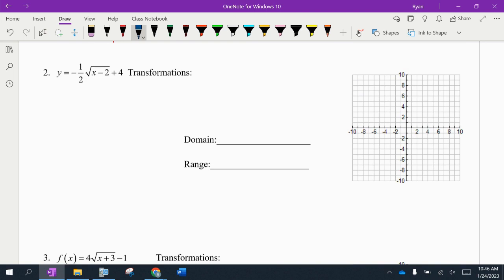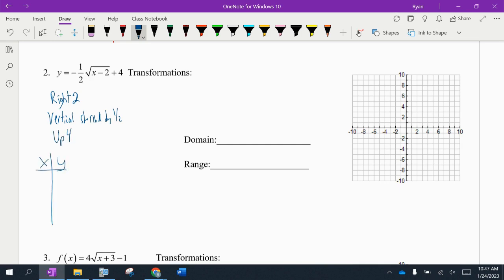Number 2, transformations for this one. So in this one, we're going to be going right by 2. Then we have the -1/2 here. This is going to be a vertical shrink by 1/2. The negative sign is also going to reflect it across the horizontal or x-axis, at least temporarily. And then at the very end, the last thing we'd have to do is shift the graph up by 4.